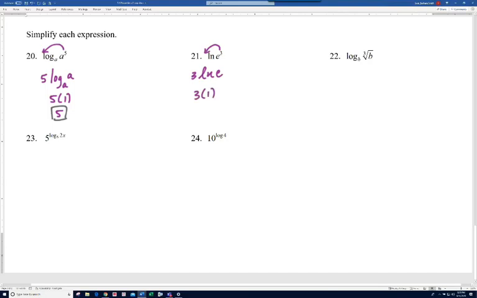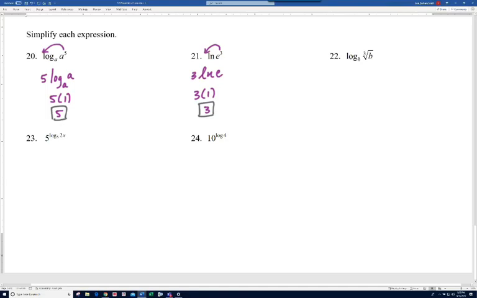Let me back up here. So remember, the base here is e. So the question is, this log is an exponent. It's the exponent you put on an e to get e. Well, that would be 1. So 3 times 1, we end up with 3.